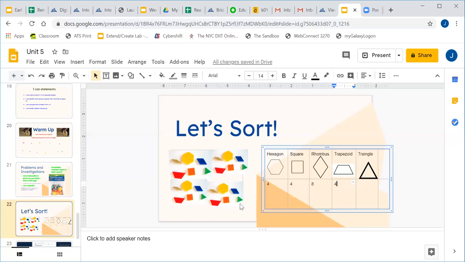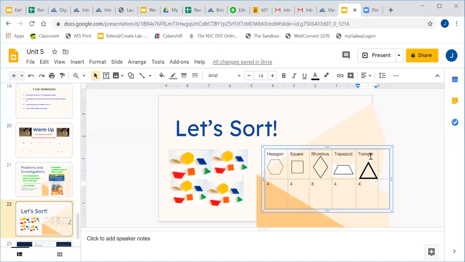And then triangles. Take a look. 1, 2, 3, 4. So we have 4 triangles. Okay? So I know that was a little bit easy for you because we have this big picture of pattern blocks, and it looks like there's pretty much the same amount of pattern blocks for each group. Now, we have 4 hexagons, 4 squares, 8 rhombuses, 4 trapezoids, and 4 triangles.